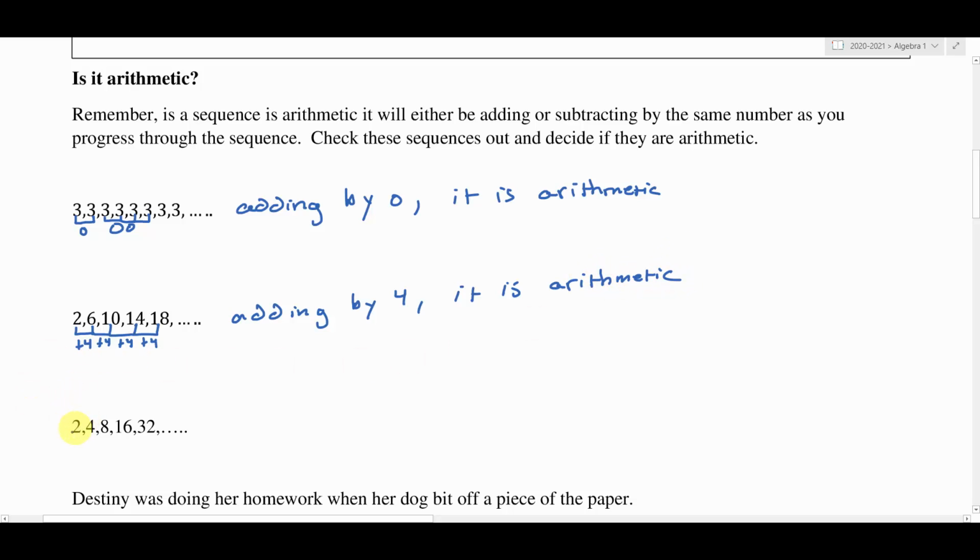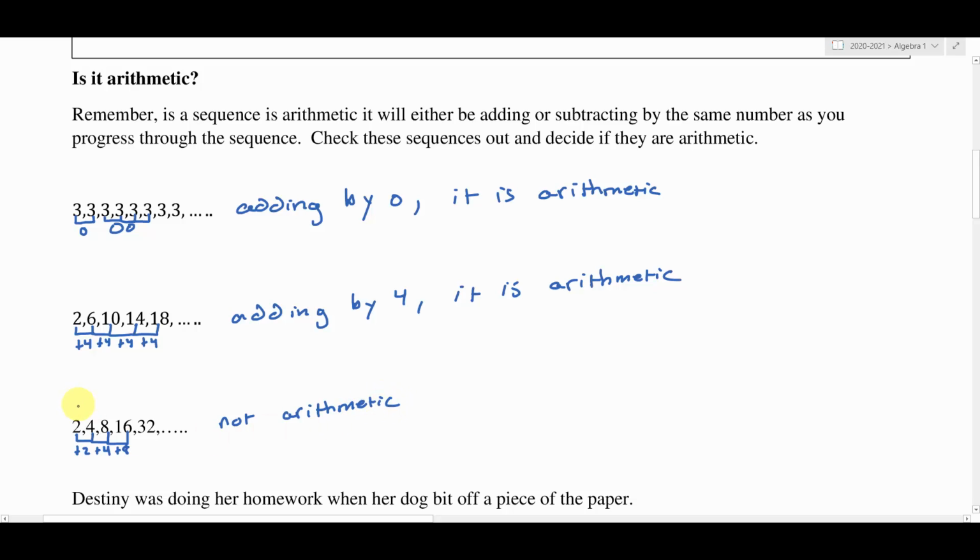All right, let's check this one out. So I'm going to do the same thing. I'm going to go from 2 to 4. That would be plus 2. But if I go from 4 to 8, well, that's adding 4. So notice here I added 2. Here I added 4. If I keep going, if I go from 8 to 16, well, that's adding 8. So that is not adding the same number each time, right? So this one is not arithmetic.